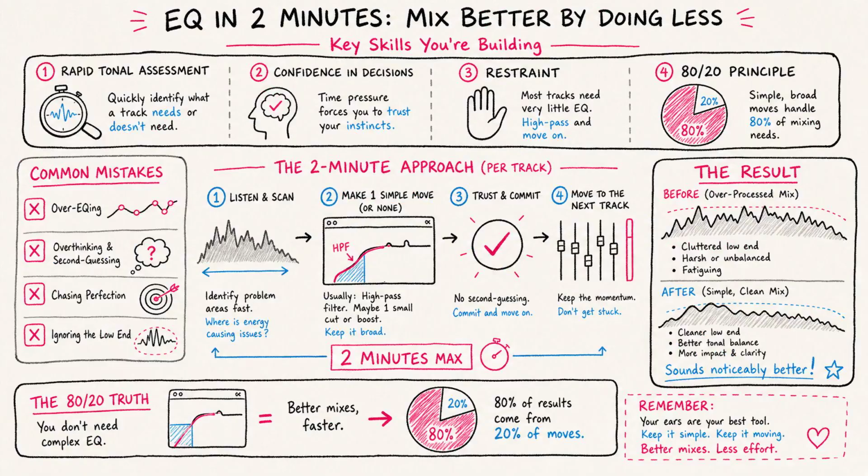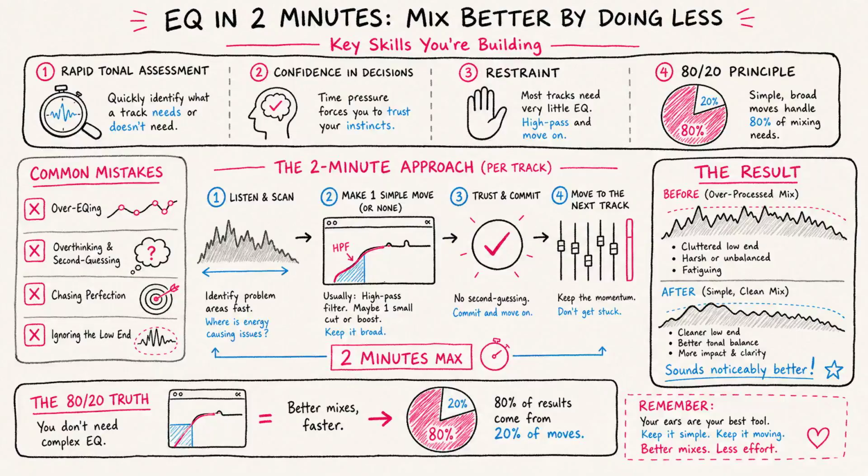This exercise trains several critical skills. Rapid tonal assessment, where you'll develop the ability to quickly identify what a track needs or doesn't need. Confidence in decisions, where the time pressure forces you to trust your instincts rather than second guess. Restraint, where when you only have 2 minutes, you learn that most tracks need very little EQ, maybe just a high pass filter and nothing else.